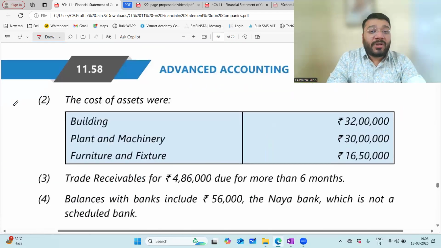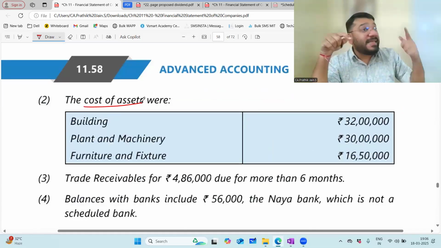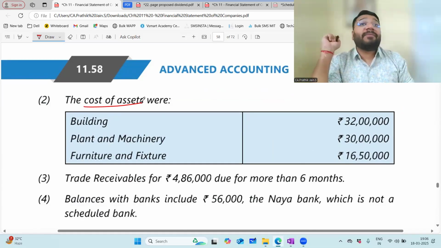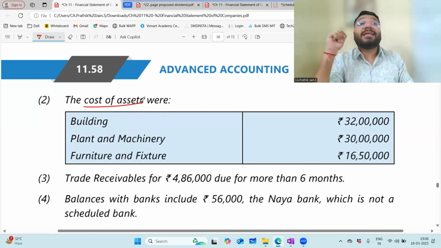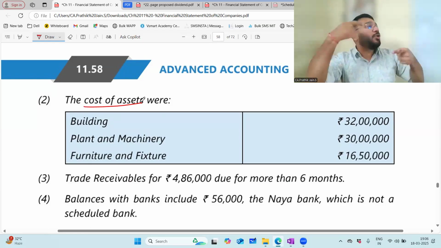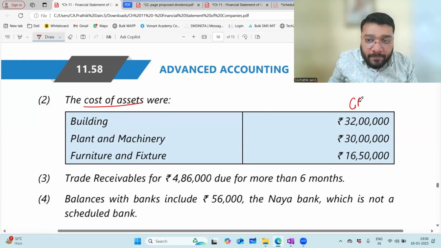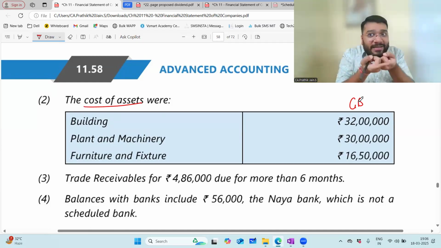Next, the cost of the asset is given, which means the value of the building, plant, machinery, and the furniture, which is there in the trial balance, is at WDV. It is at WDV, which means it is coming after minusing depreciation. So what method of accounting depreciation have they followed? Normal method of accounting depreciation. So what entry would they have recorded? Depreciation to building, depreciation to plant and machinery, depreciation to furniture. So this is gross block. Net block is given in the trial balance. If I take the difference, I'll get the depreciation. Which depreciation? Accumulated depreciation, not the current day depreciation.